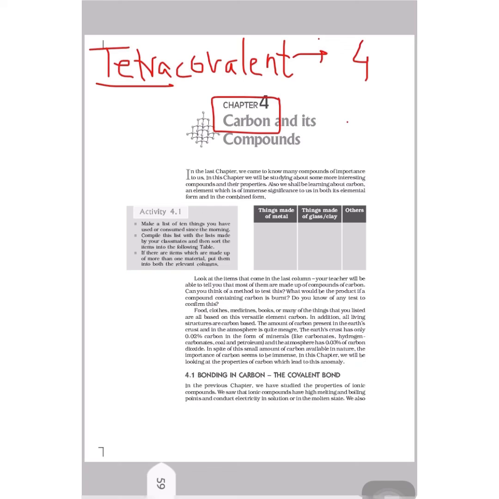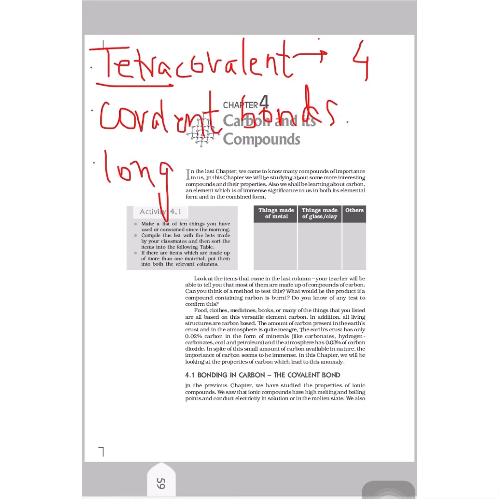We will discuss it in detail. Let me write down its properties. Second very important property is it form covalent bonds. And next we have it form long chains with itself, means carbon can form long chains with another carbon atom. We will be explaining it in detail.